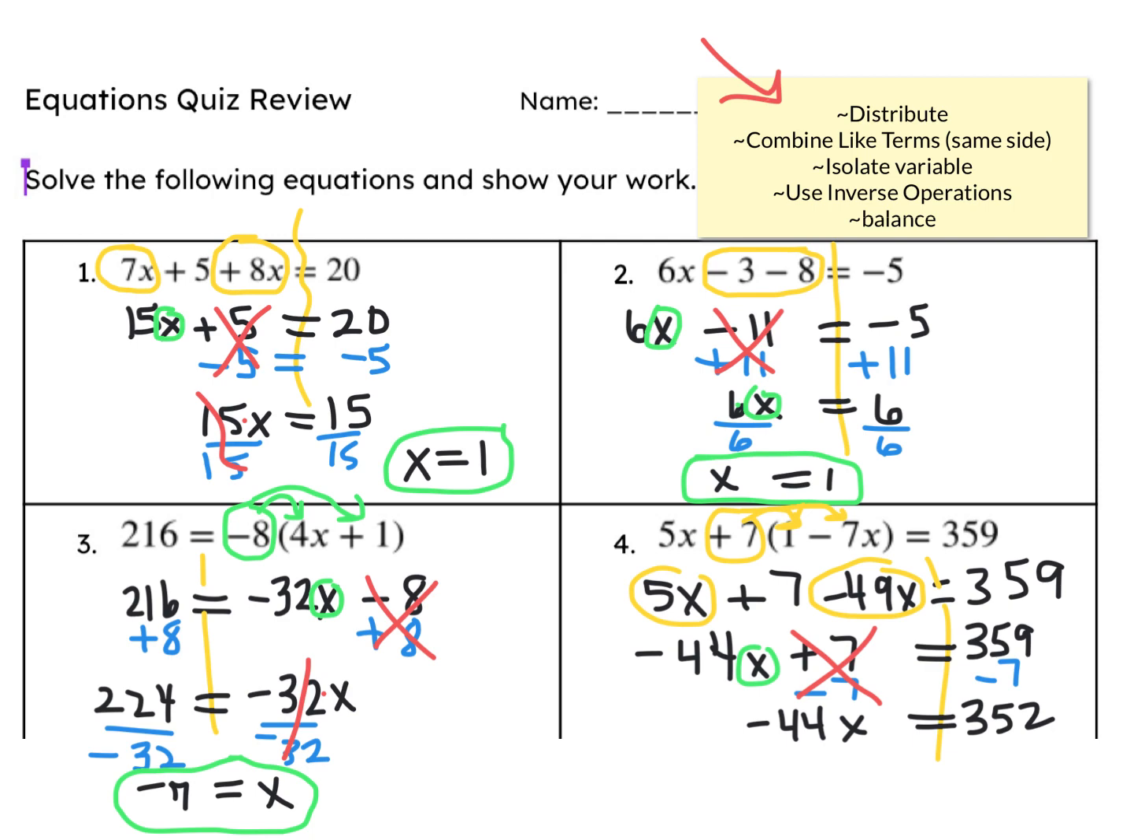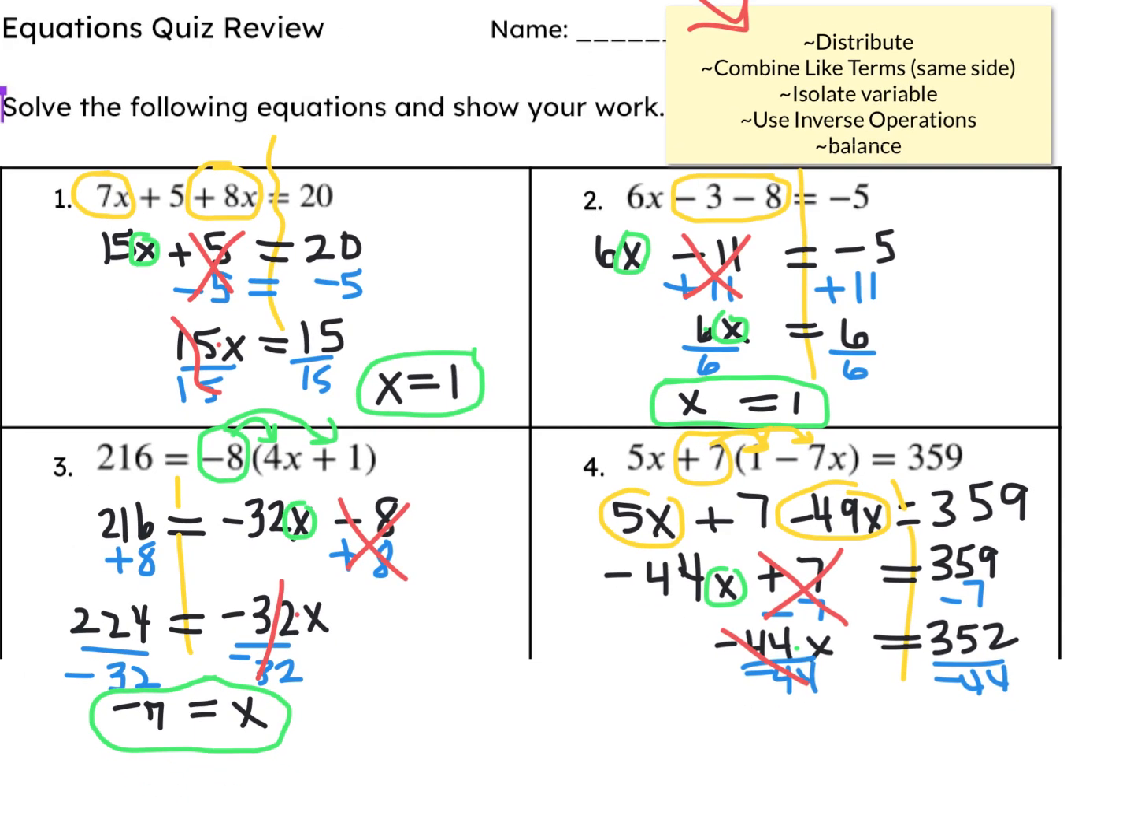Our final step is to use the inverse of multiplication, which is division. So we divide both sides by negative 44. Finally isolating that x by itself. And that gives me x equals, let's see, 352 divided by negative 44, which leaves us with negative 8 as our final answer. Okay, so that used all of our steps.